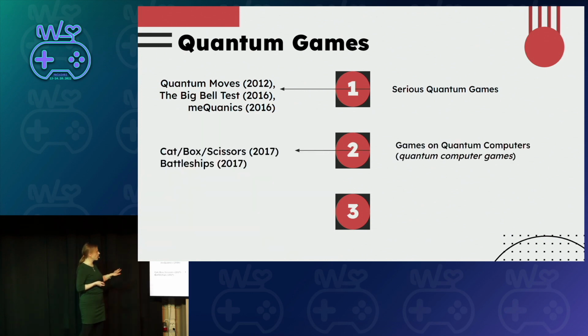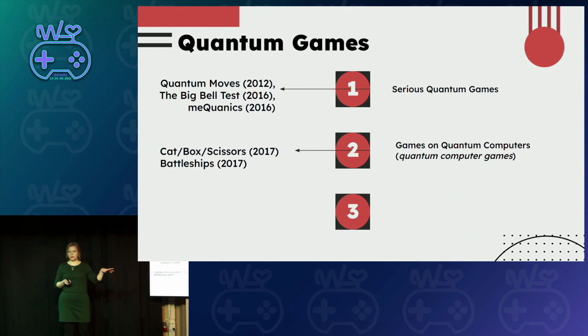There have also been games on quantum computers that we could call quantum computer games. Catbox Scissors was the first one on an IBM quantum computer. You are all able to go online and access these computers. You just need to create an account, sign into this system, and do that for IBM explorations. And there was also a battleship.